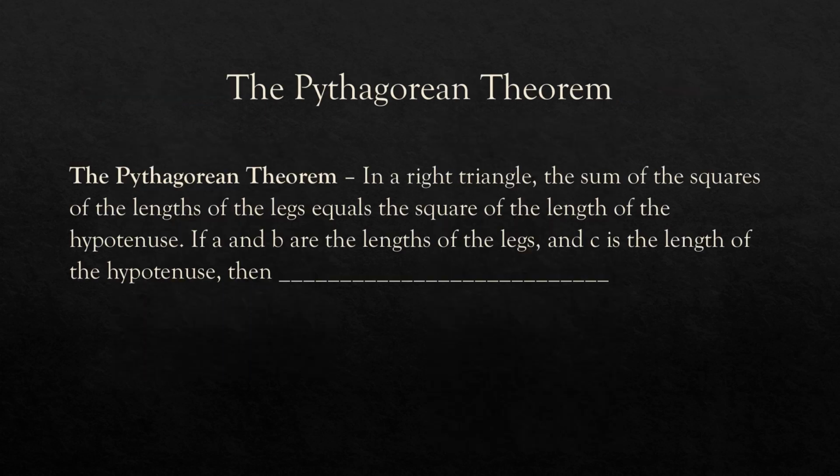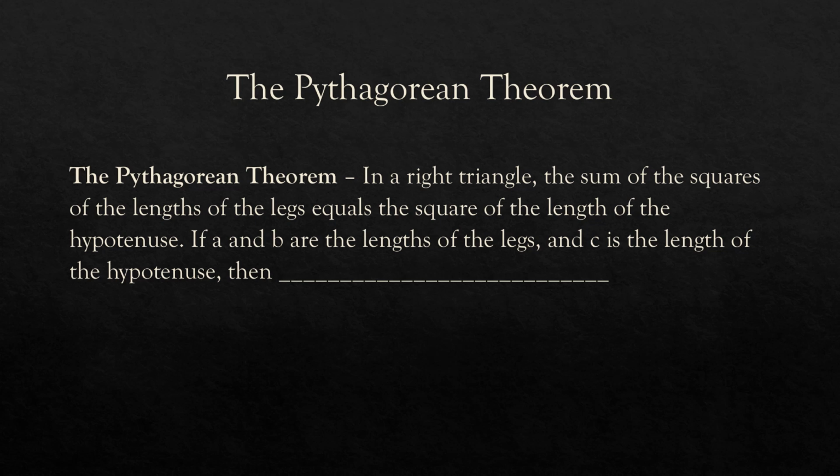So the Pythagorean theorem: in a right triangle, the sum of the squares of the lengths of the legs, or those squares that came off of them, equals the square of the length of the hypotenuse, or that big square that we fit everything into.